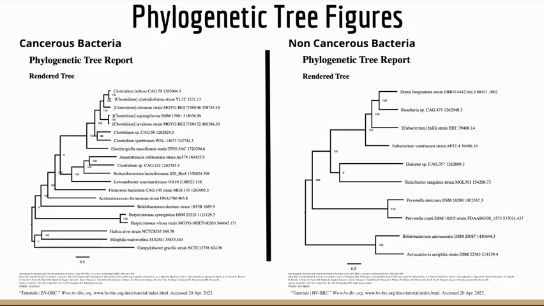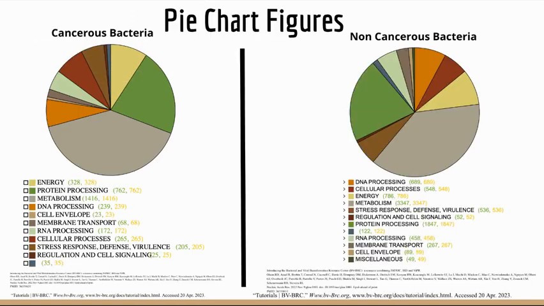Our second model for both non-cancerous and cancerous bacteria is a pie chart. The pie chart gives us information regarding the bacteria and how many and which ones play a role in what type of process. It is important for us to analyze the pie chart because we are able to compare it to our non-cancerous pie chart in order to determine the similarities and differences between the two. This would also help us answer some questions, like what is the difference between cancerous and non-cancerous bacteria?